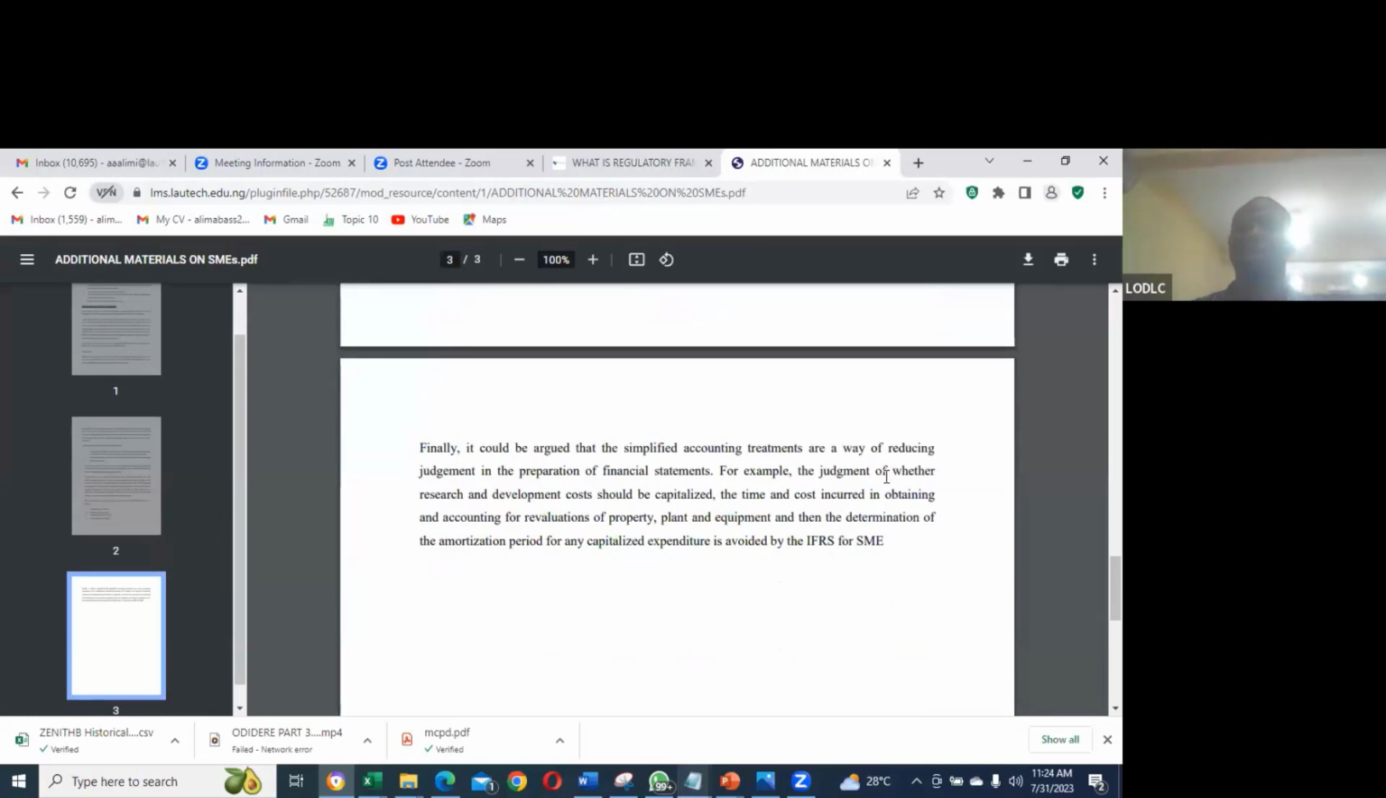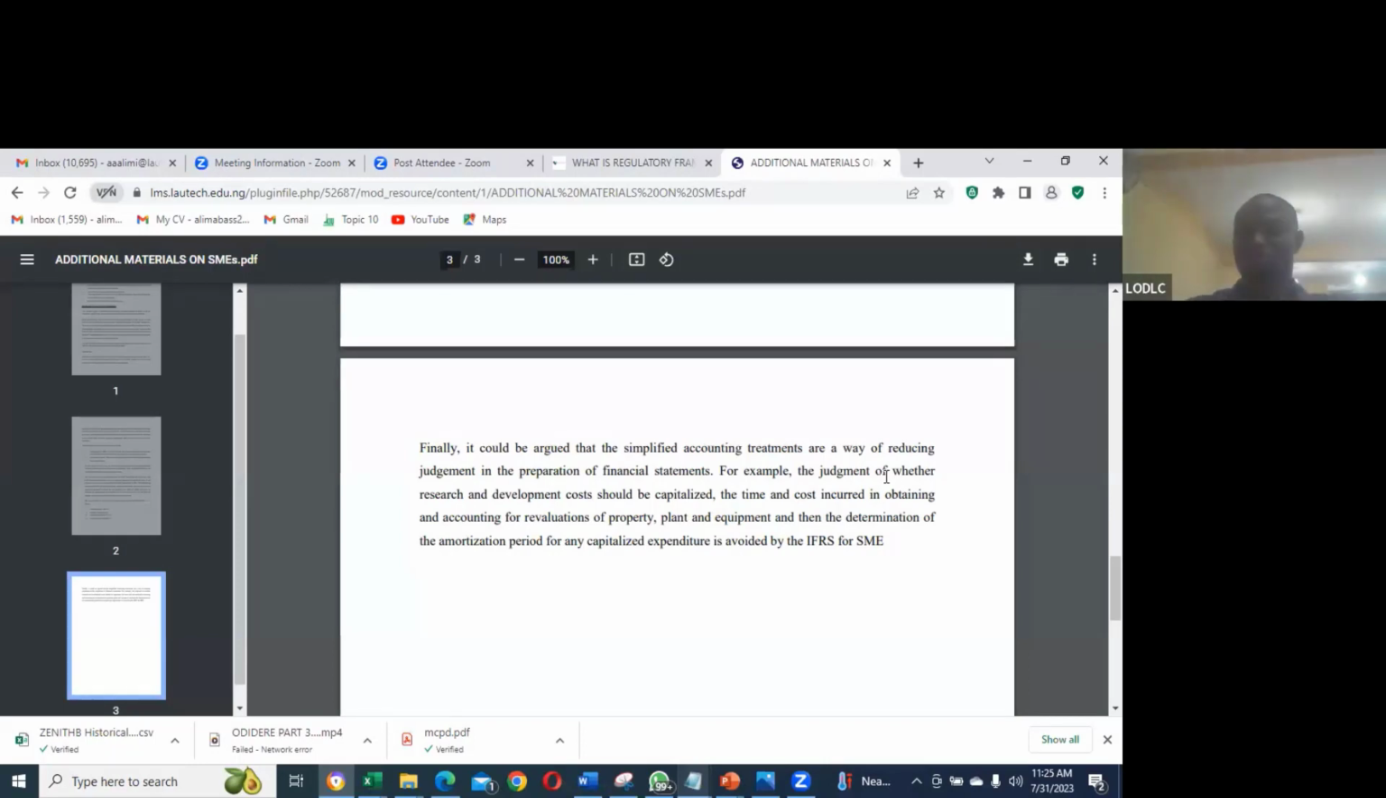Finally, it could be argued that the simplified accounting treatments are a way of reducing judgment in the preparation of financial statements. That is, the way we are simplifying for SMEs is just a way of reducing judgment in the preparation of financial statements. For example, the judgment of whether research and development costs, that's in line with IAS 38, should be capitalized. The time and the cost incurred in obtaining and accounting for revaluation of property, plant and equipment, that's in line with IAS 16, property, plant and equipment. And then the determination of the amortization period for any capitalized expenditure is avoided by IFRS for SMEs.